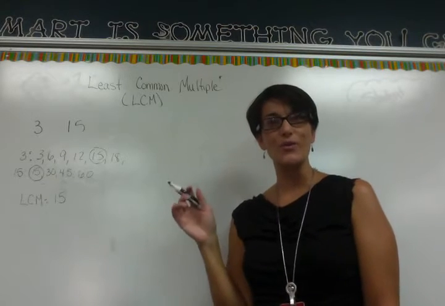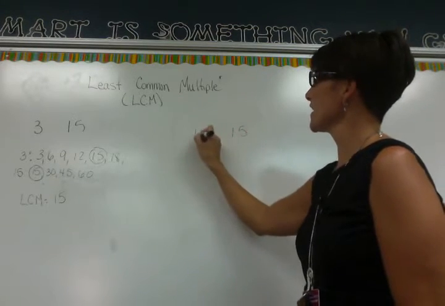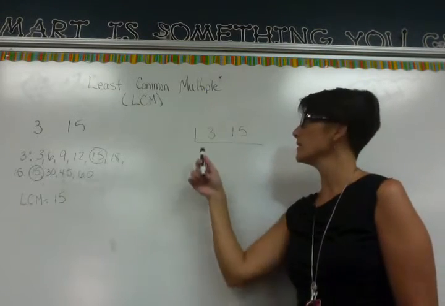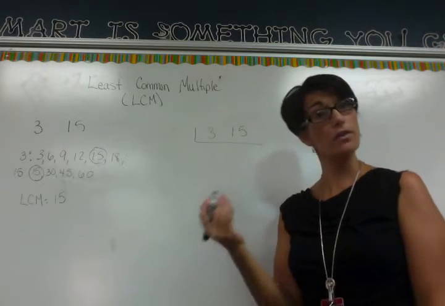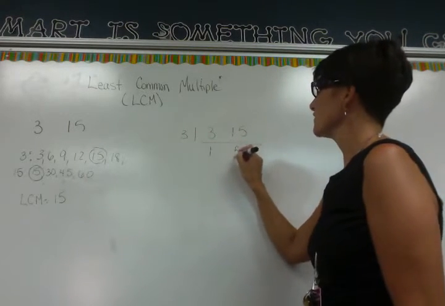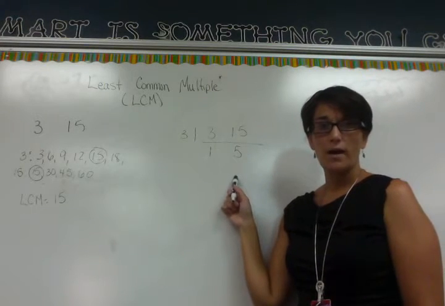Let's try it the new way, the ladder way. 3 and 15. Again, you're going to do your upside down division sign, and you're going to think of what number can go and be divisible by 3 and 15, and you would think 3. 3 goes into 3 one time, 3 goes into 15 5 times. Then looking here, nothing is divisible by 1 and 5.